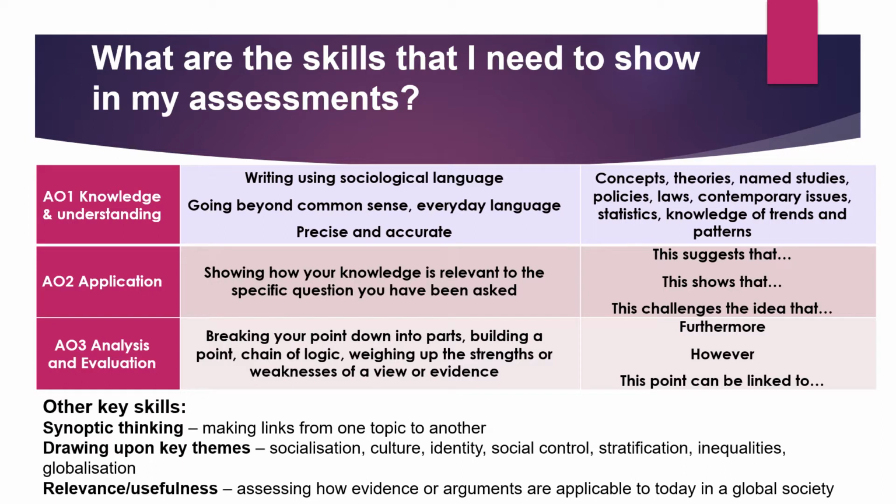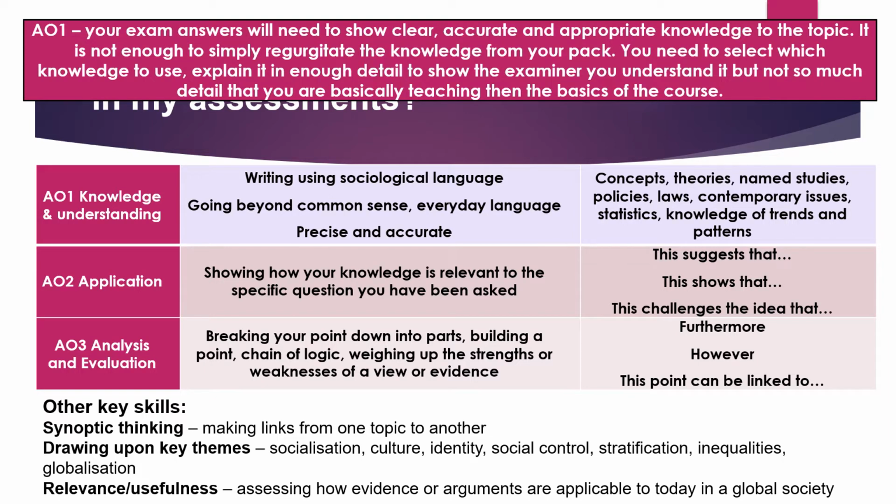So what skills do you need to show in these assessments? When it comes to most assessments, you've got these 3 criteria: AO1, AO2, AO3, and they're based on knowledge and understanding, application, and analysis. Now, knowledge is basically using your sociological language, going beyond common sense, everyday language, being precise, being accurate. It's using the sociology. So concepts, theories, names, policies, contemporary issues, this would all be part of knowledge. And ultimately, when it comes to knowledge, you need to show clear, accurate, and appropriate understanding of the topic.